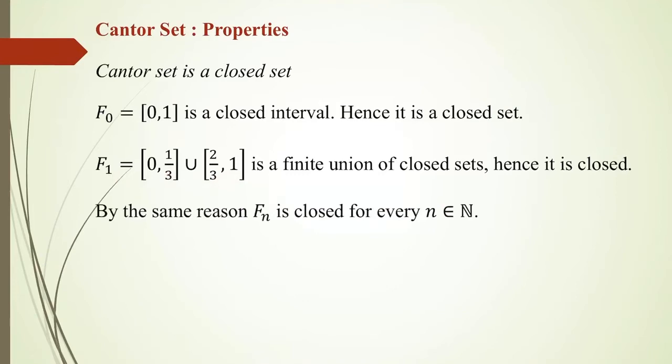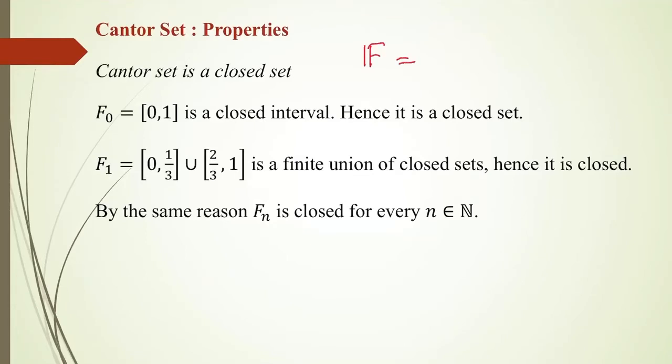Similarly, F2 is the union of four closed intervals, so F2 is the union of four closed sets. Therefore F2 is also a closed set. By the same reason, Fn is closed for every n in N, because Fn is the union of 2 to the power n closed intervals. It is a union of finitely many closed sets, therefore Fn is closed for each n.